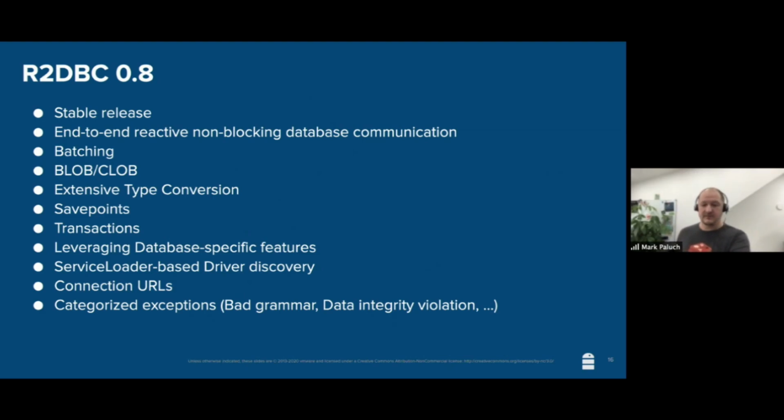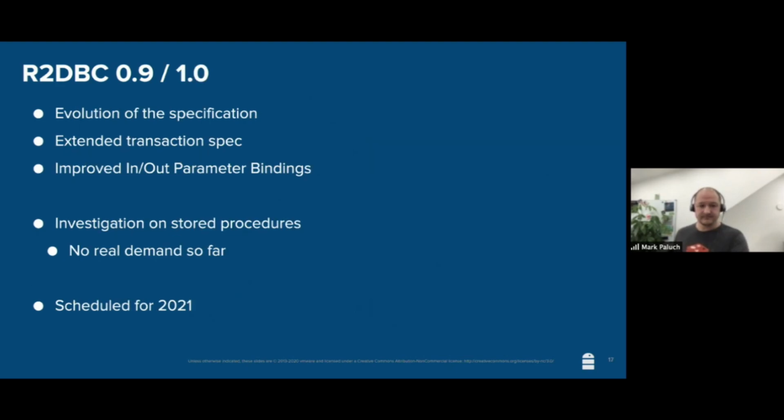R2DBC doesn't stop at 0.8. The specification is made to evolve, but the direction is not entirely clear. By that, I mean that we have a few things that we still want to introduce, but there are still things where we don't know for sure whether they are needed in today's real-world applications or not.